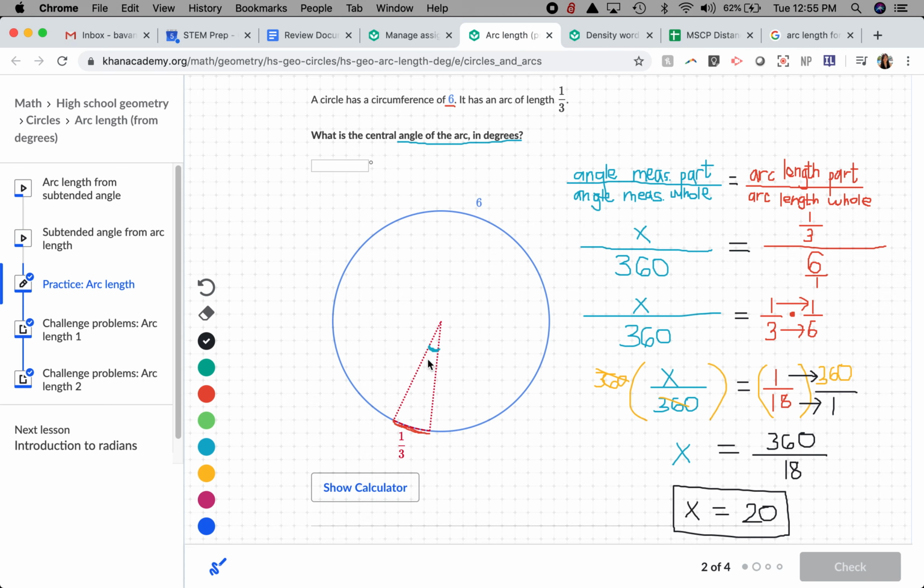Which means that the angle measure of the part is 20, which is the exact thing we are looking for.